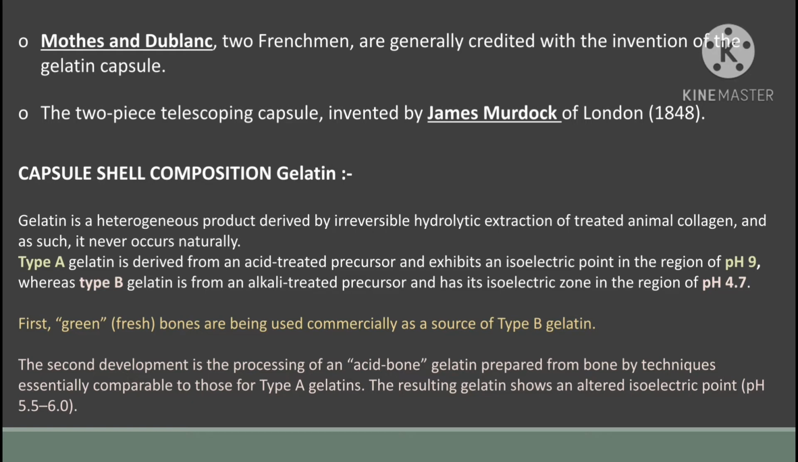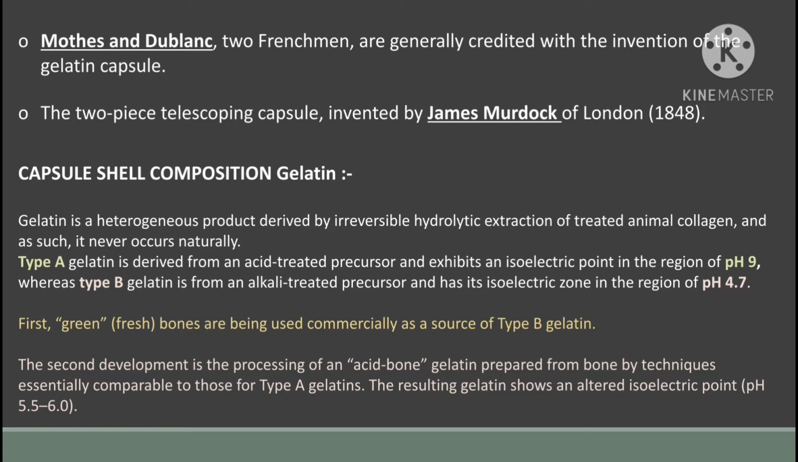Capsule shell composition. There are various capsule shell compositions, but here we are going to see only gelatin. Gelatin is a heterogeneous product derived by irreversible hydrolytic extraction of treated animal collagen, and as such it never occurs naturally. Type A gelatin and type B gelatin: type A gelatin is acid treated gelatin having isoelectric point in the region of pH 9, and type B gelatin is alkali treated gelatin having isoelectric point in the region of pH 4.7.